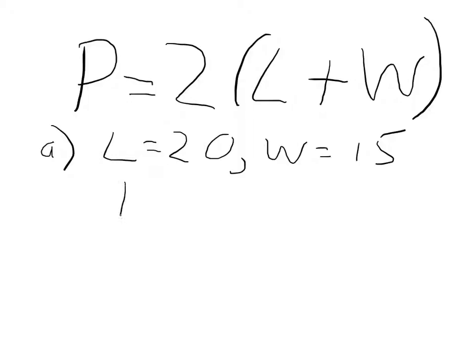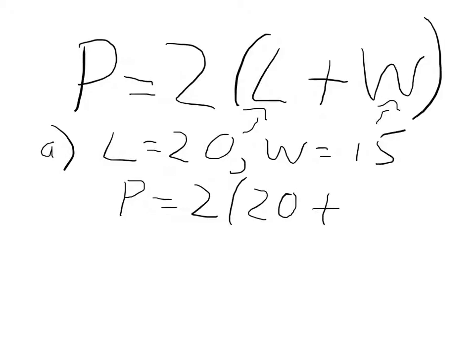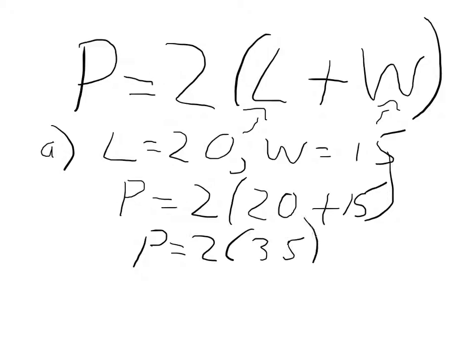So here's what we would do, of course. We would go P equals 2, and then exactly where the L is, we put the 20 in the formula, plus, then exactly where the W is, we put the 15. So now that gives us 2 times 35, which is 70. So that's our final answer.